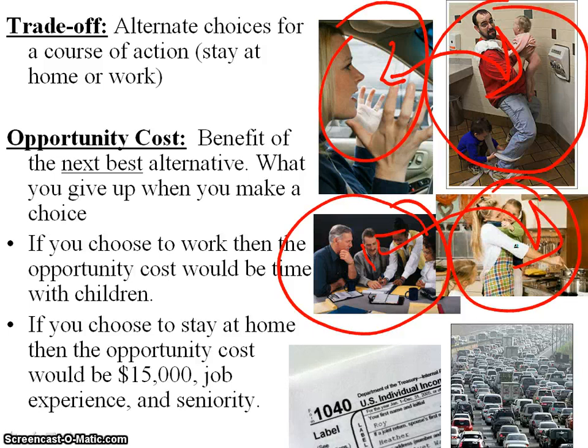And so when you make your decision, you're doing one thing, you can't do the other. If you're going to stay home, then you can't work. In that case, the opportunity cost, the next best alternative, would be work. If you choose to work, the opportunity cost would be staying at home. If there are three things you're choosing from, then the first runner-up, so to speak, is the opportunity cost. And those are the things that cause us stress.